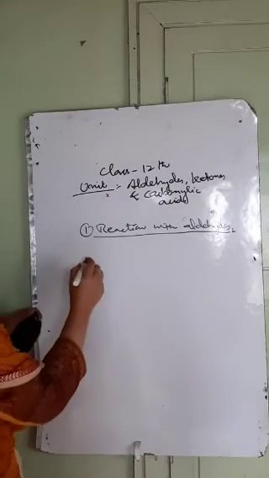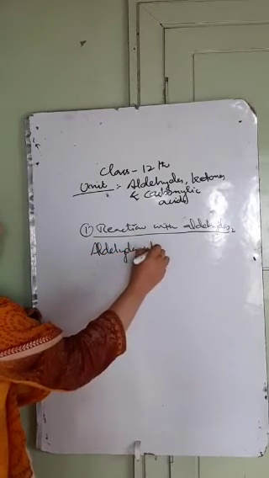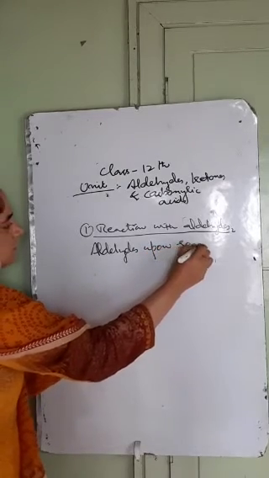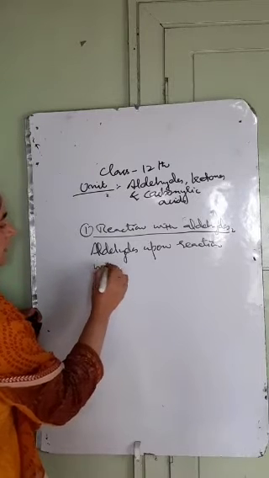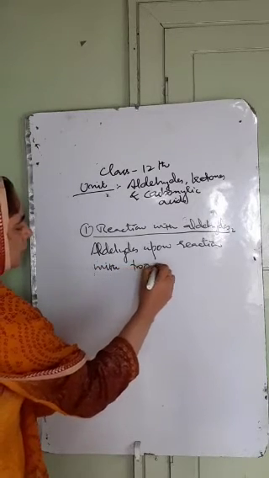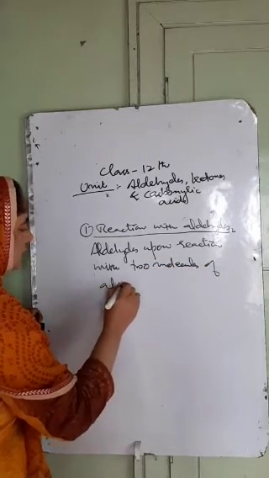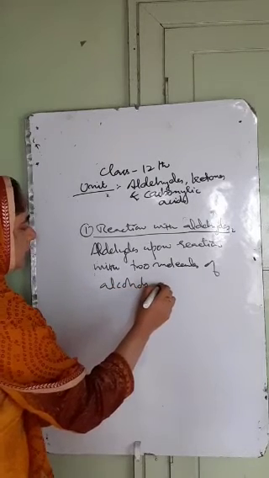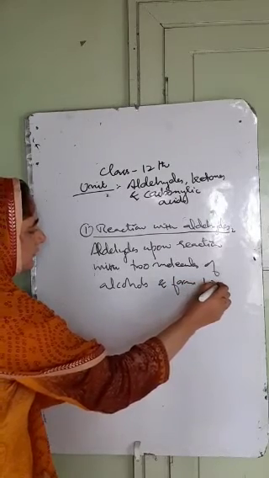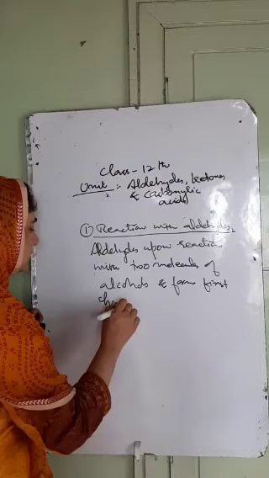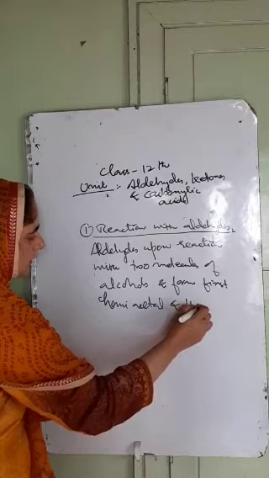So we have aldehydes upon reaction with two molecules of alcohols forming first hemiacetal and then acetal.